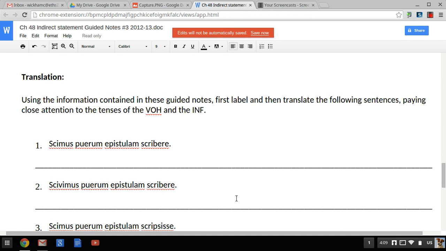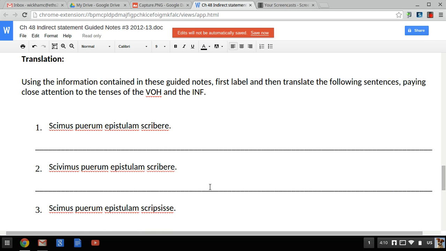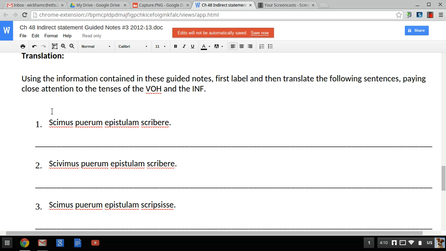I think the best way to jump into this is to do some examples together. So first we're going to label and then translate the following sentences, paying close attention to the tenses of the verb of the head and the infinitive. So looking at scimus, what tense do we think scimus is?